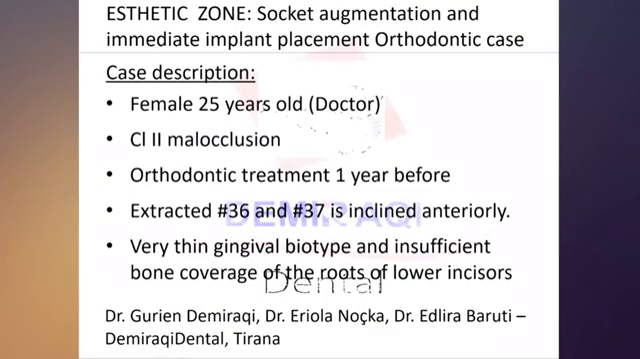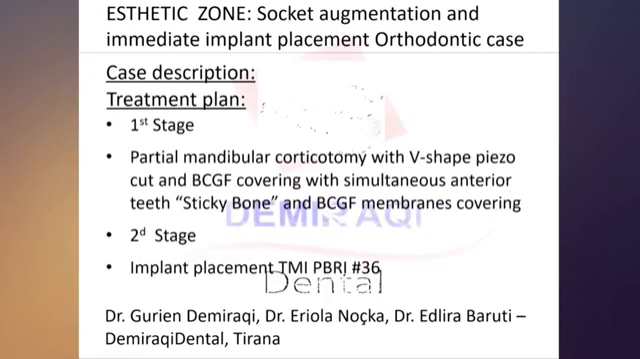Another case, a doctor this time, class 2 malocclusion, who had passed orthodontic treatment before, but with scarce result. They extracted 36, creating the possibility for 37 to incline anteriorly. Very thin gingival biotype and insufficient bone coverage of the roots. So at the first stage, I decided to do a corticotomy and a V-shaped piezo cut for my 37 to move. And then in a second stage, after the space was created, I decided to place an implant.